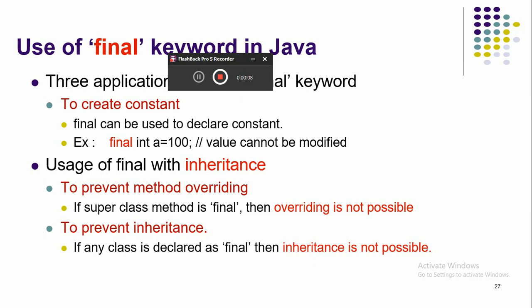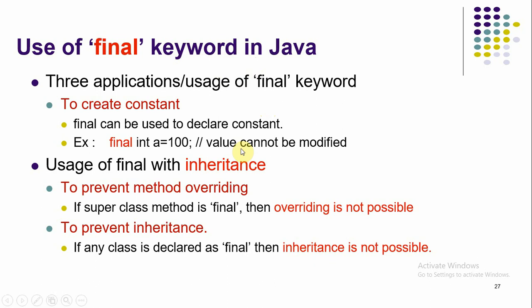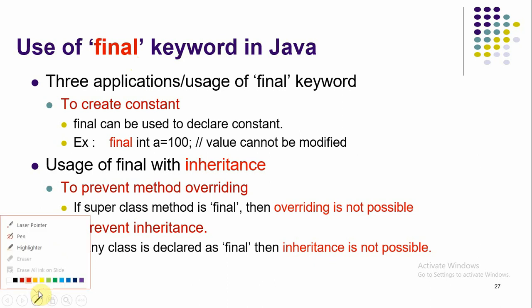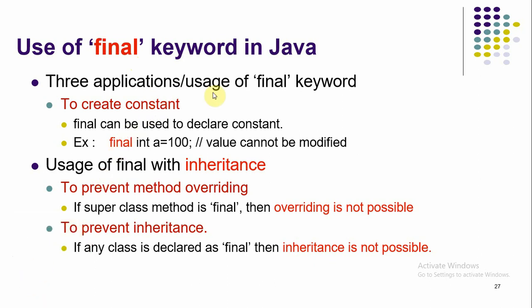So in this video we'll be discussing the usage of the final keyword in Java. In the Java programming language there are a lot of keywords we can use. One of the keywords is the final keyword. Using this final keyword there are three applications. We can use the final keyword for three purposes.